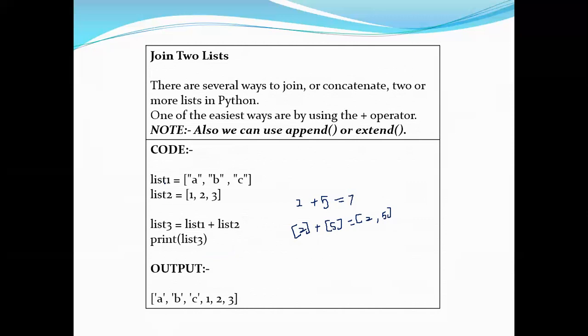Similarly, if I have list 1 is equal to a, b, c, and list 2 is equal to 1, 2, 3, and I use the plus operation to join them, I'll get list 3 as a, b, c, 1, 2, 3. So I get a new list, and that will be a joining of both. But list 1 is actually still a, b, c, and list 2 is actually still 1, 2, 3 only. List 3 is a new list which is created by joining list 1 and list 2, right?